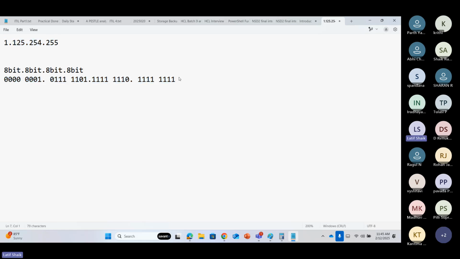You can use any conversion method, decimal to binary or binary to decimal. I use a different method, or you can use calculators also, no problem. See, the very start of the octet is all zeros. I'm writing in binary format, like this it will come.